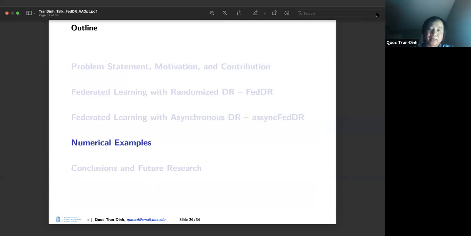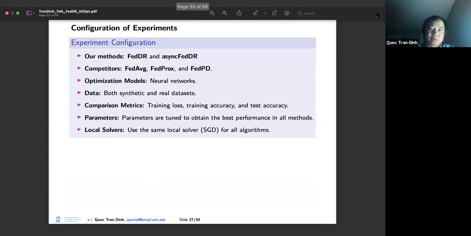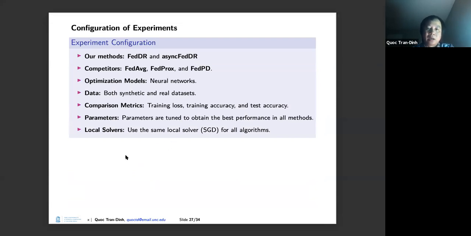So that's the two algorithms that we have, and let me show a few numerical examples that my students implemented and tested on some of the algorithms. We try to compare the algorithm here together with the other methods like FedAvg, FedProx, and FedPD. And we use both synthetic and real data, and we use a neural network to compare these algorithms.